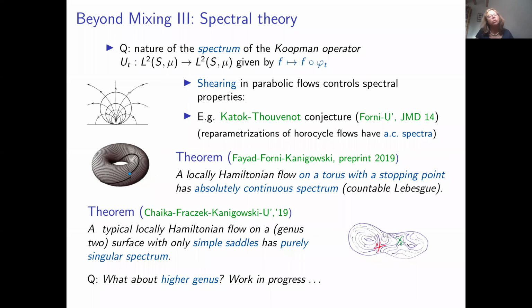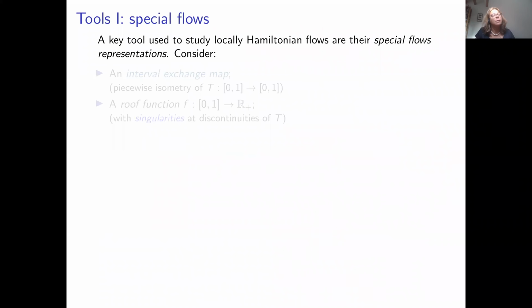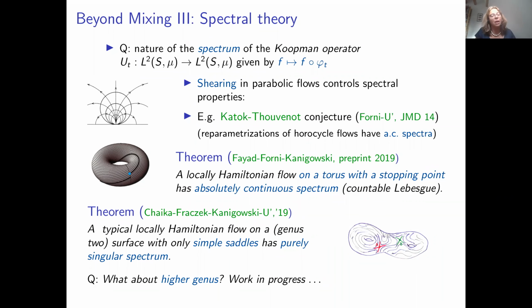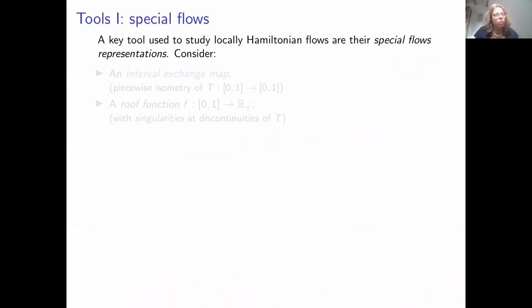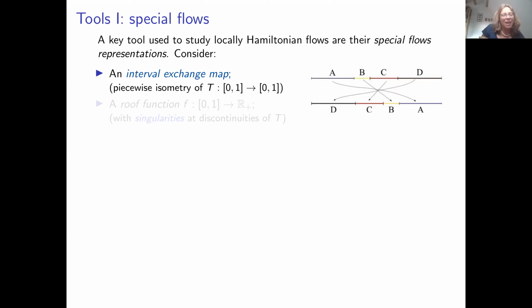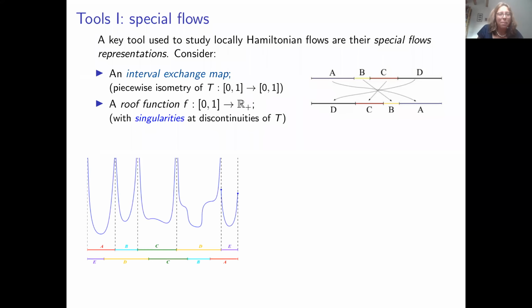Okay, yes, I just wanted to mention briefly in the last 2 slides some of the tools that go into all this type of results. One tool to study this type of locally Hamiltonian flows is the so-called special flow representation. Many people do nonlinear dynamics. I'm not sure that counts as nonlinear, but okay. At the base, there is the study of interval exchange maps, which are piecewise isometries of the interval, where you take an interval, break it up into pieces, and permute them. These are, well, linear maps in some sense.